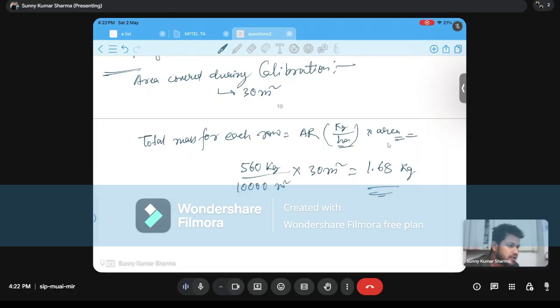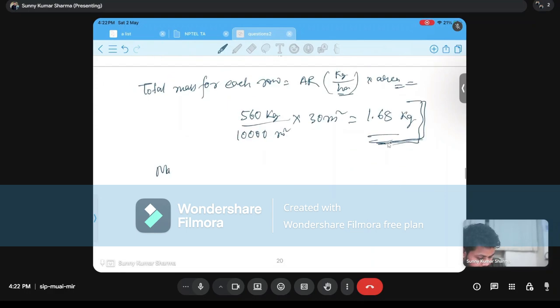Now there are 2 delivery tubes per row. So this mass is for 2 delivery tubes. So what will the mass per tube be? Mass in each tube will become 1.68 by 2, which is equal to 0.84 kg. So this is the mass in each tube.